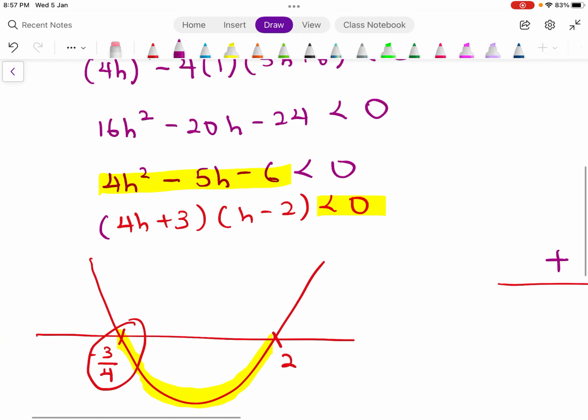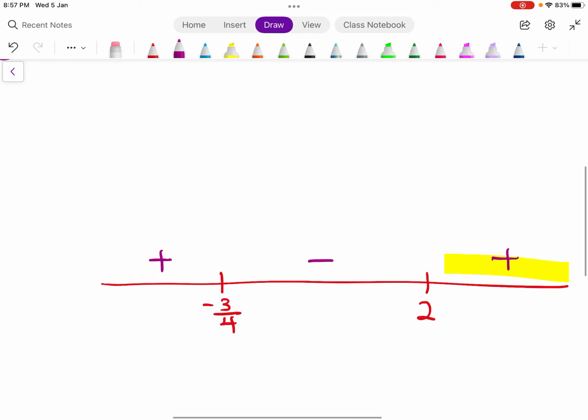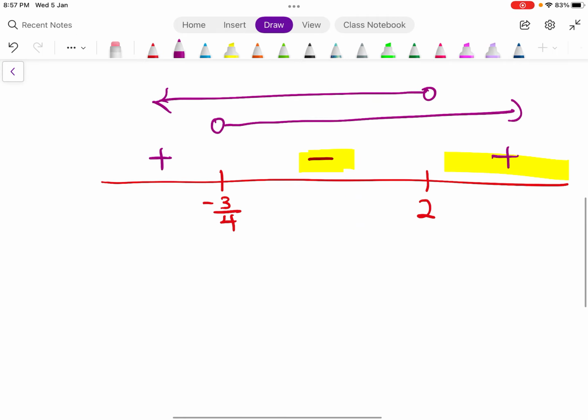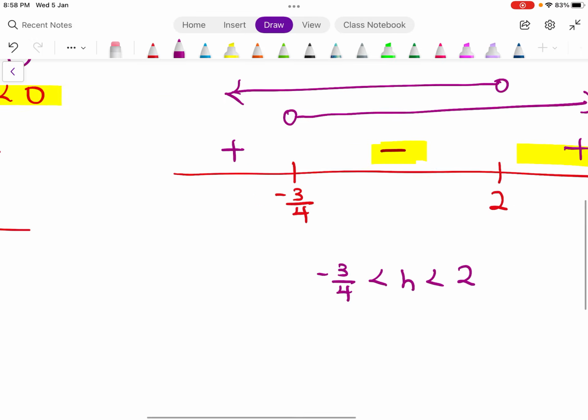Then after that, I look at the inequality. Less than 0 means negative, so I must go towards the negative portion. For negative 3 quarter, I go towards the negative portion, and for the positive 2, I must also go towards the negative portion. So the inequality is h more than negative 3 quarter and less than positive 2. Of course the two methods should be consistent. If they are not the same, something is wrong already. So this is how we solve our b squared minus 4ac type of A maths question.